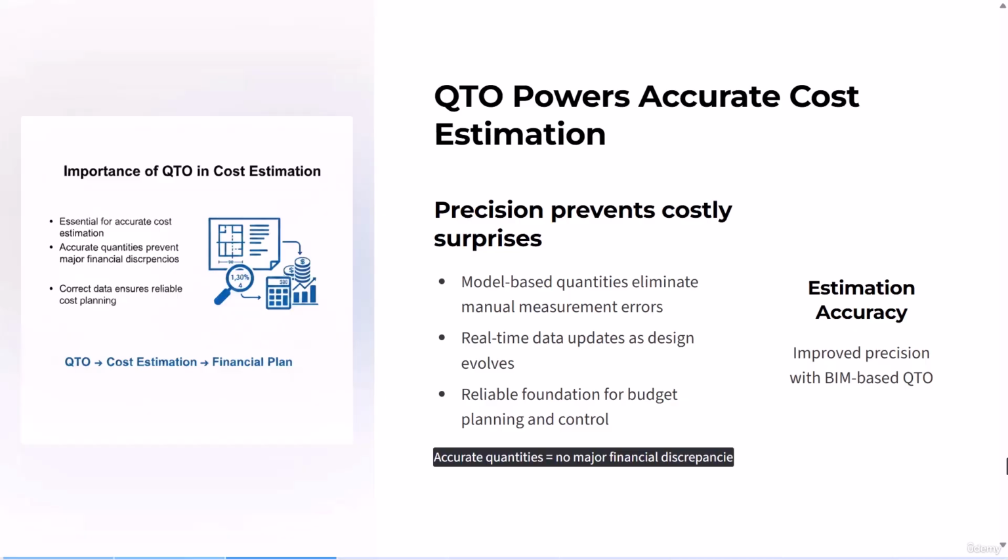For example, imagine the slab thickness or column dimensions in the model are slightly incorrect. At first glance, the difference may seem minor, but in a real project it can result in millions of dollars of discrepancy in the cost estimate. Accurate quantity takeoff ensures that cost estimates are realistic and allows contractors to submit rational and data-driven financial proposals rather than estimates based on assumptions or guesswork.